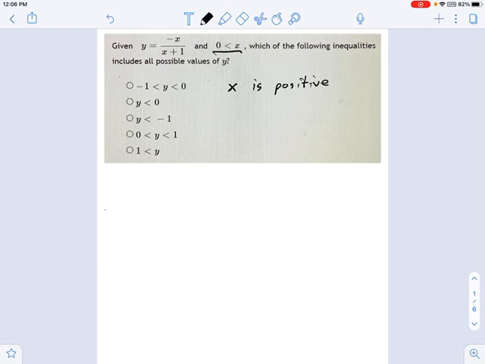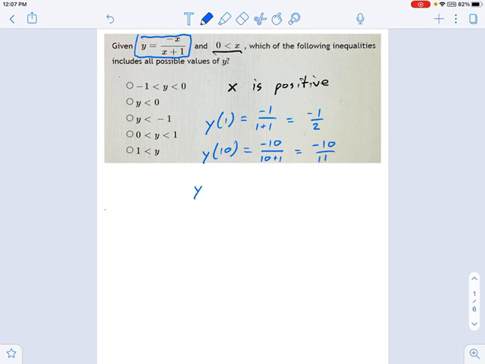Now, if we imagine plugging positive numbers in for x in the equation for y right here, what sorts of stuff are we going to get? Well, pick a positive number. I don't know, 1. We would say y, where x equals 1, is negative 1 over 1 plus 1, or in other words, negative 1/2. Okay, great. Try another one. How about y of 10? That's also positive. So we would get negative 10 over 10 plus 1, which is negative 10 over 11.